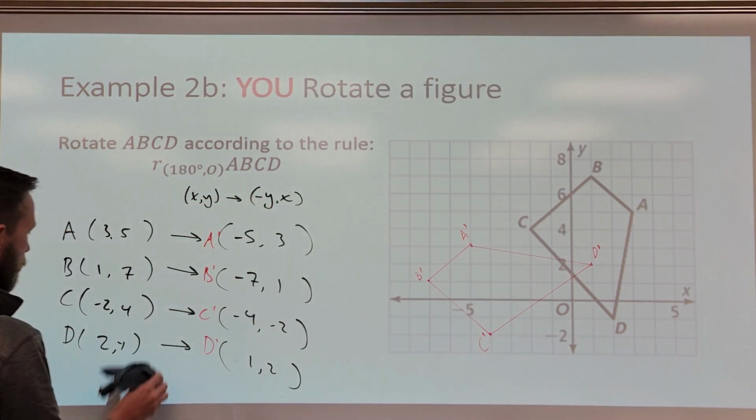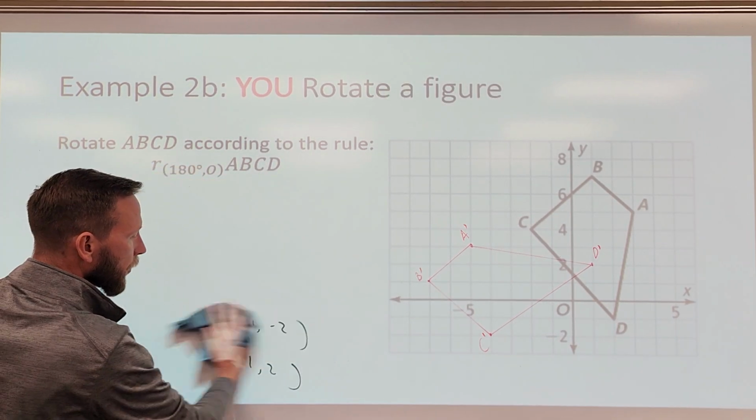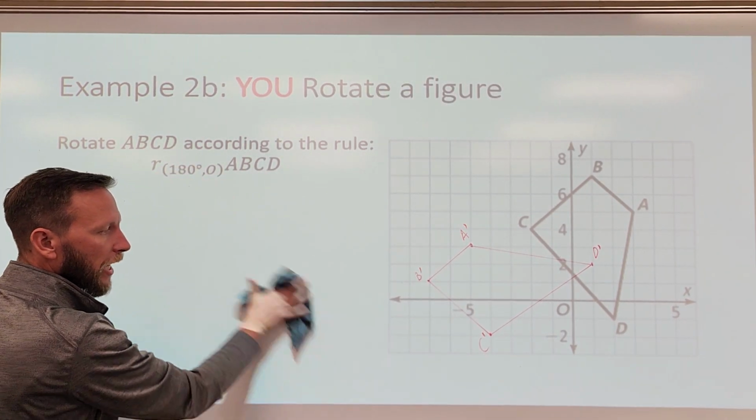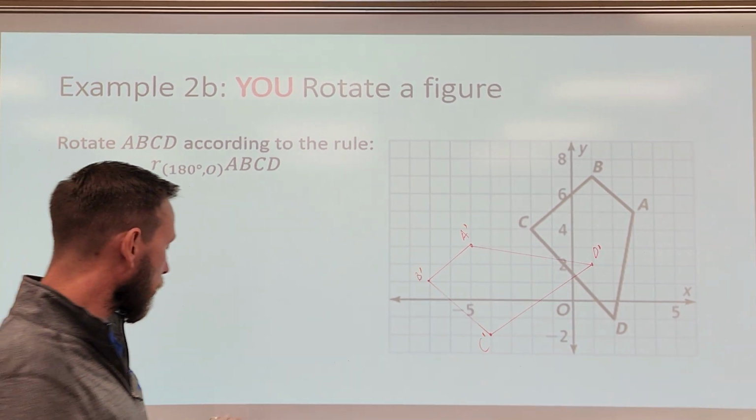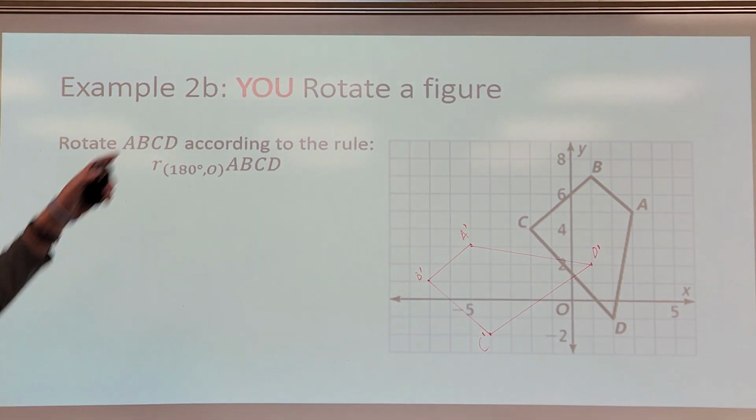I want for you to do this one. You get to take those same x, y's of the original picture, but now you're going to rotate it 180 degrees. You can draw it on the same coordinate grid if you would like. Obviously, it's going to need to go a little bit lower, but go ahead and you do this one, example 2b.